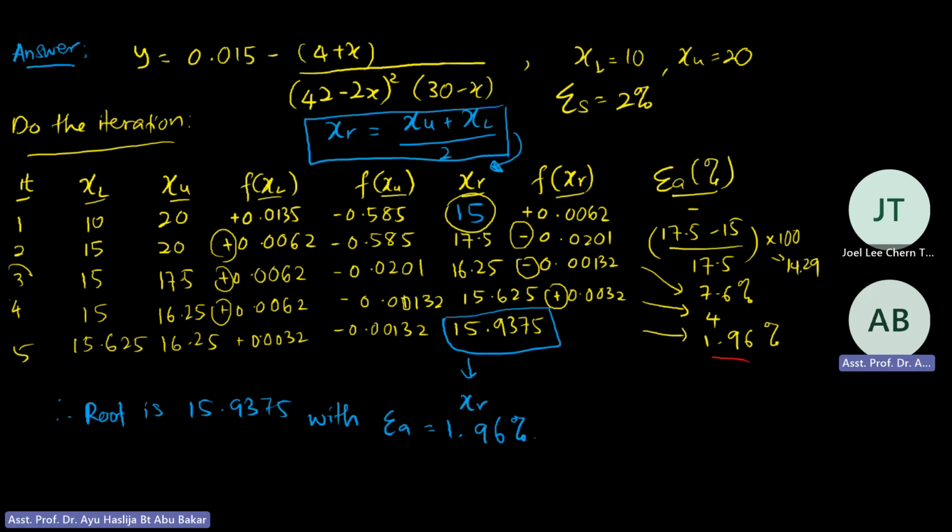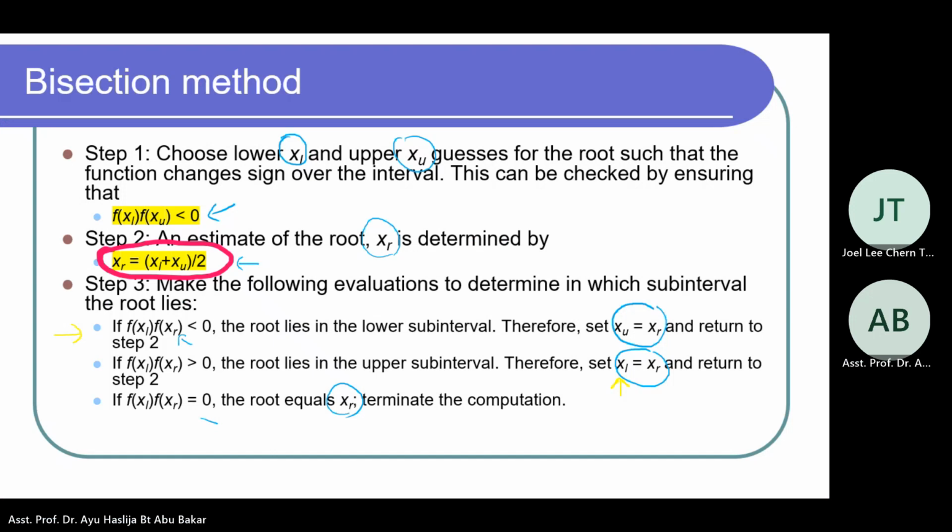Last class we discussed how to decide your XR, and whether your XR is the next XU or XL. We have this from the slide. If your FXL times FXR is negative, then your XR is the new XU. Using this, negative XR is XU, positive XR is XL.